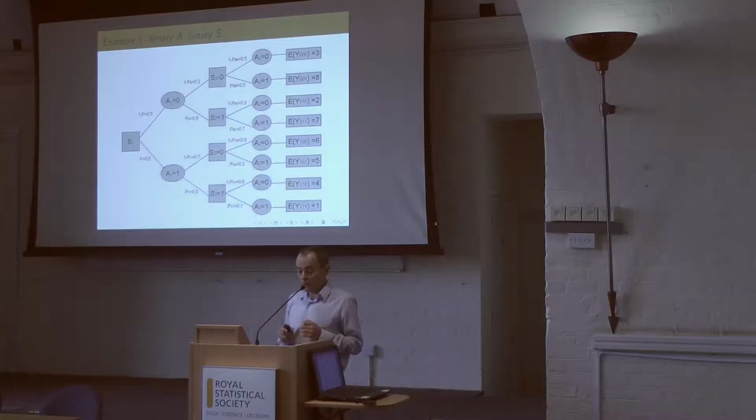Now, here's the simplest possible example that I could think of. Everybody has the same initial state, S1. So that's the same for everybody. And then there's a binary treatment. A1 is 0 or 1. The patient goes away and comes back again, and there's again a binary state.